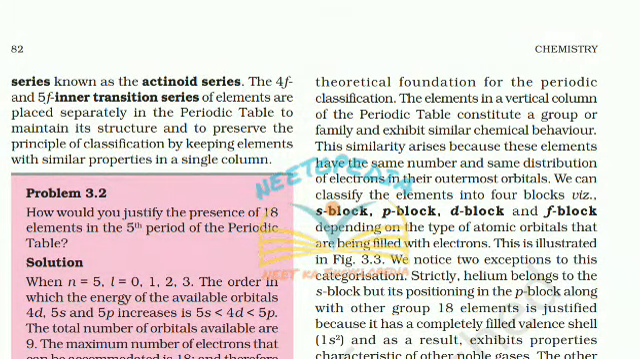The 4f and 5f inner transition series of elements are placed separately in the periodic table to maintain its structure and to preserve the principle of classification by keeping elements with similar properties in a single column.